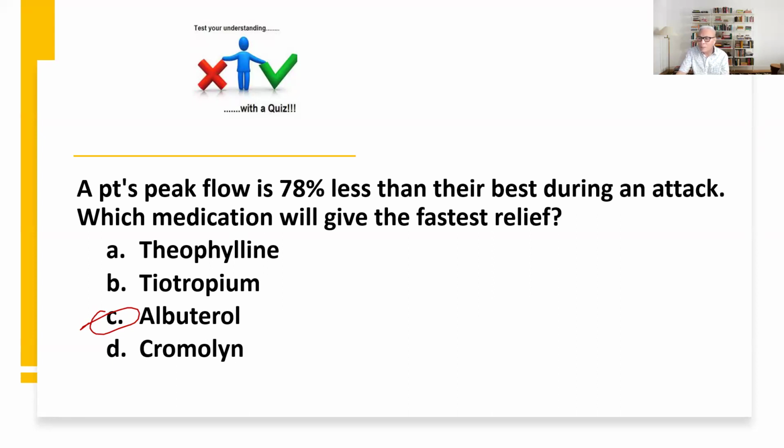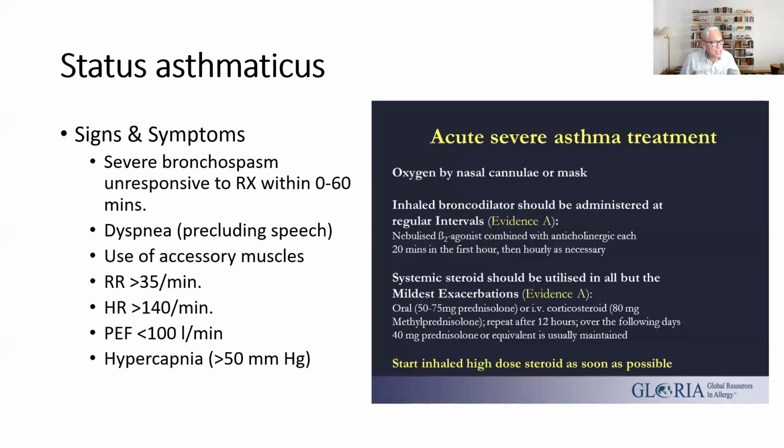But theophylline is a bronchodilator, true, but it is not for quick relief. Going back to tiotropium, this is a bronchodilator, but this is a long-acting anticholinergic bronchodilator. And cromolyn, of course, is a steroid, and therefore it will not cause any relief for the patient at this time. Okay, we mentioned severe asthma, and that would be status asthmaticus.